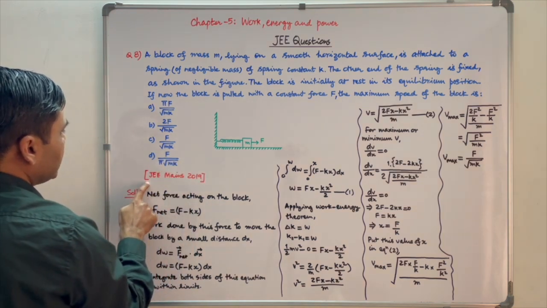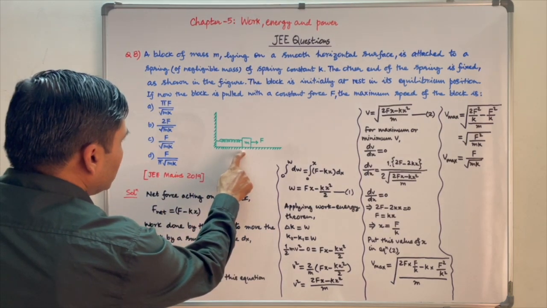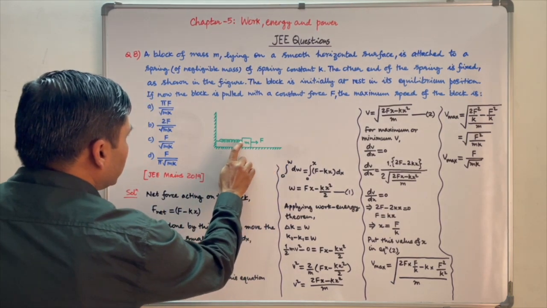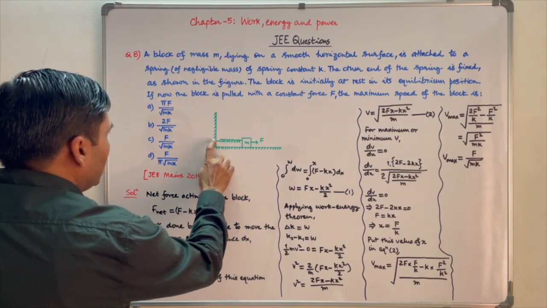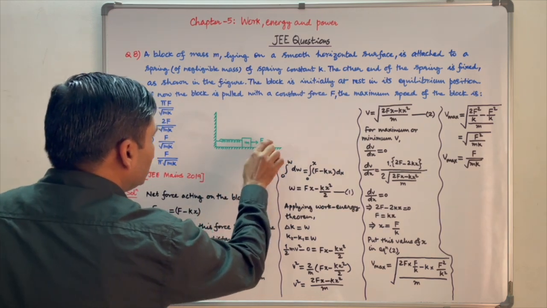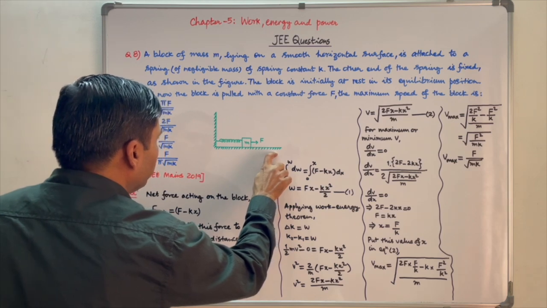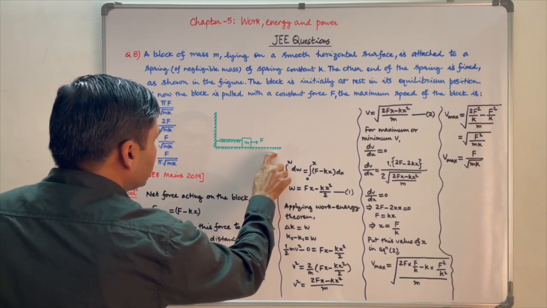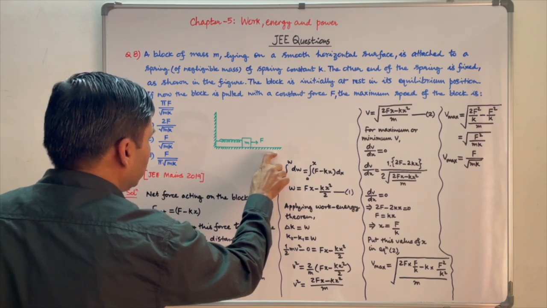This question was asked in JEE Mains 2019. Suppose this block is kept on a smooth floor. It is connected to a spring, whose other end is attached to a wall. Now this block is pulled by a horizontal force F, so that it starts moving towards right with some speed. Its speed increases up to a certain extent and then starts decreasing. We have to calculate that maximum speed.